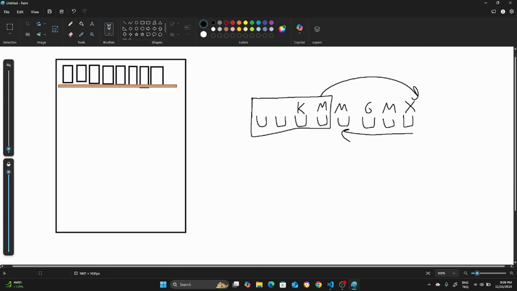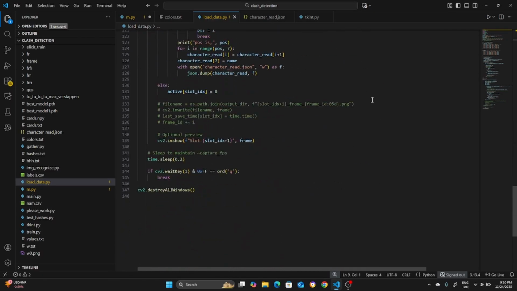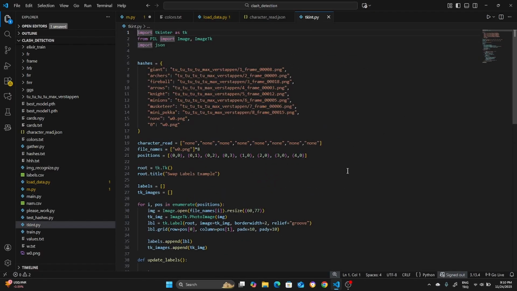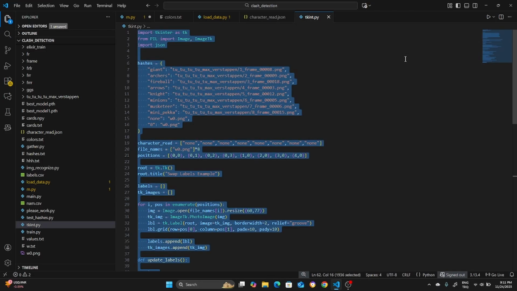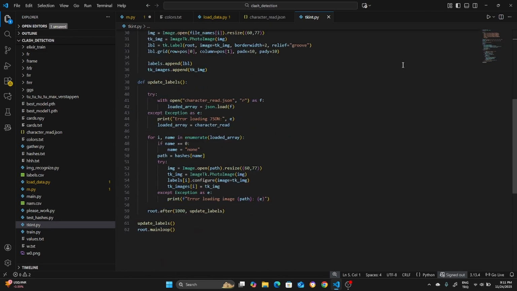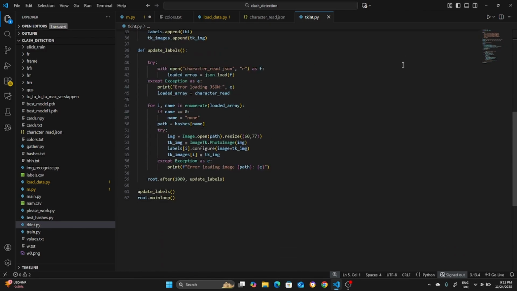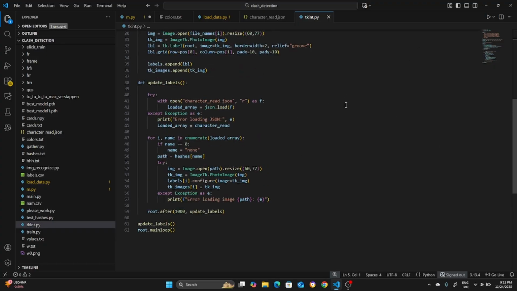So this was basically my idea, and this is also how I tracked cards. Now let's see the code. Let's first go over the interface. I use Tkinter, right? As you saw in the video, I displayed it with this Tkinter, so it's not really complicated.